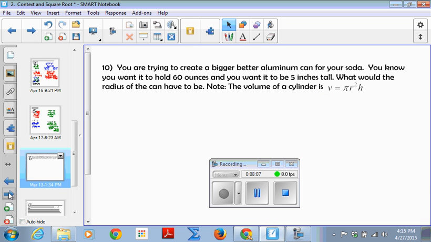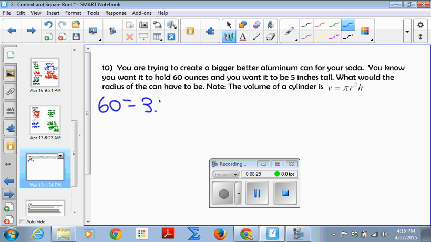Now the word problem. We're trying to create a bigger and better aluminum can for soda. We know that we want it to hold 60 ounces and to be 5 inches tall. What would the radius of the can have to be? And we've got our volume formula, which is there, V equals pi r squared h. So let's go ahead and plug in what we know. We want the volume to be 60 ounces. We're going to use 3.14 for pi. And we know we want the height to be 5. We don't know the radius yet.